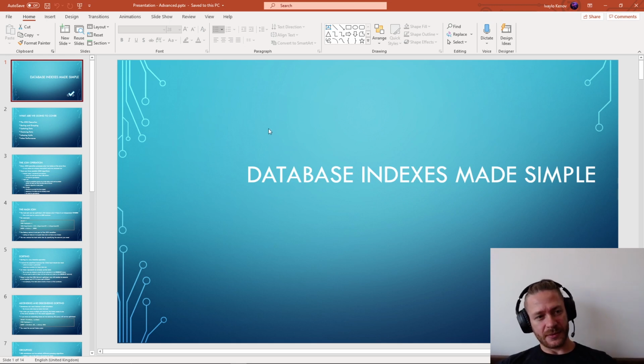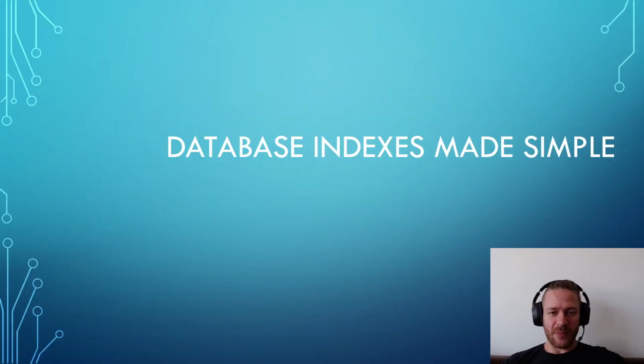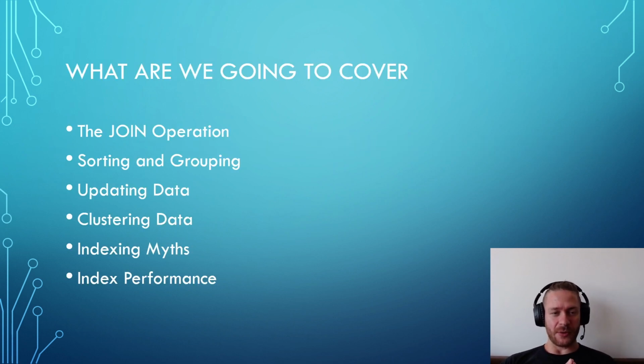Hi guys, let's continue with the previous topic. We're going to talk about database indexes and we're going to cover some more advanced scenarios. We're going to look at the join operation, we're going to look at sorting and grouping, we're going to see how the overall CRUD operations reflect our indexes, updating data.